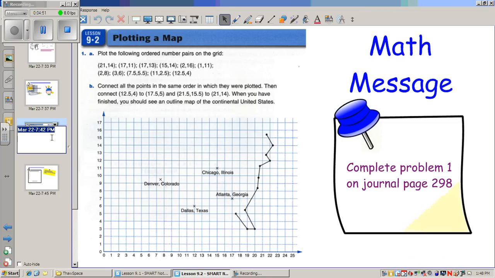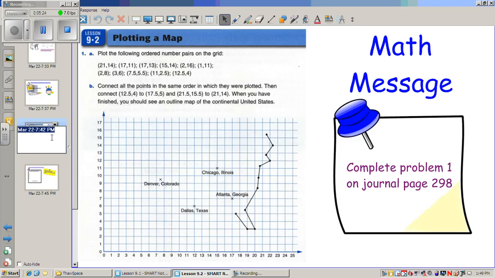So today you're going to be plotting on a map, and it's a plot the following ordered number pairs on the grid. So ultimately it says connect all the points in the same order in which they were plotted. Then connect 12.5 and 4 to 17.5 and 5 and 21.5 and 15.5 to 21 and 14. When you have finished, you can see an outline of the continental United States.